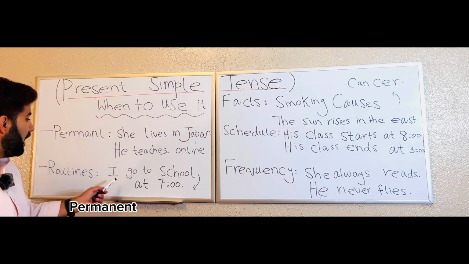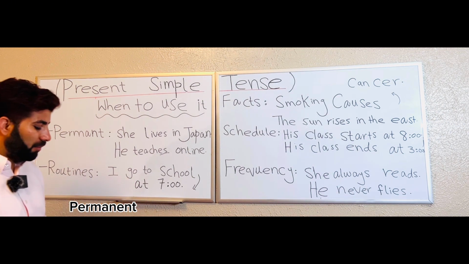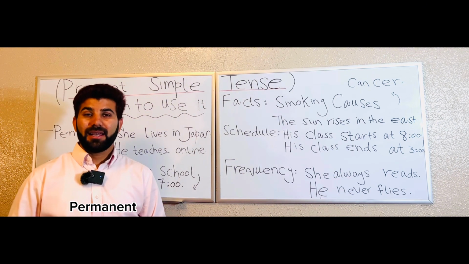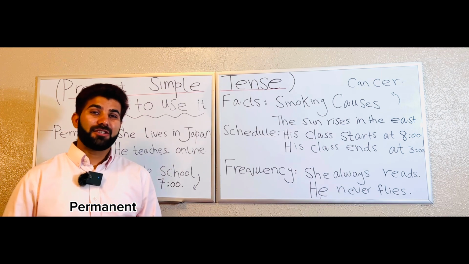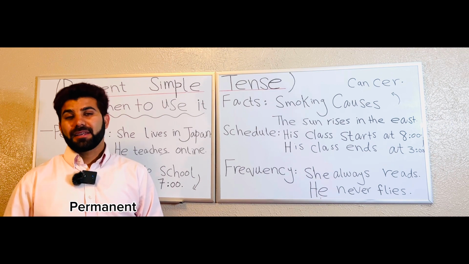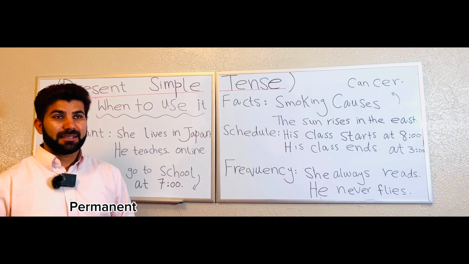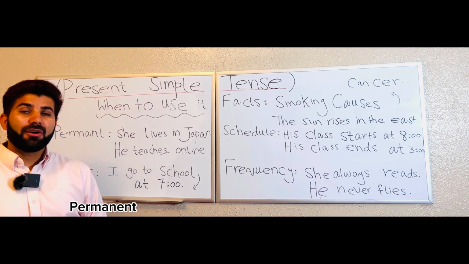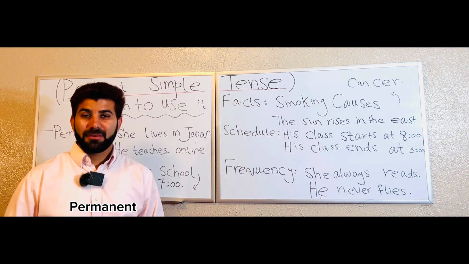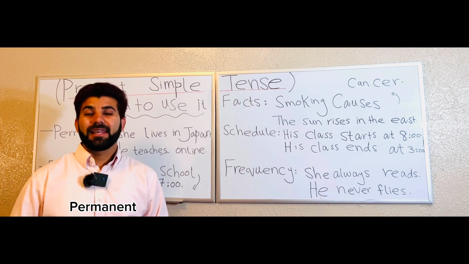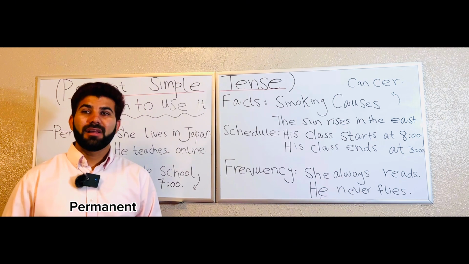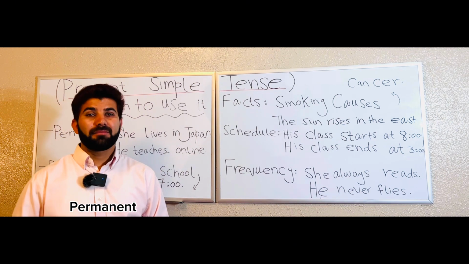For example, I go to school at 7 p.m. If I am a student and I go to school on one schedule every day, and that is my routine, there I can use simple present tense. And also, if somebody sleeps at an exact time, and that is also a routine, there we can also use present simple tense. For example, I go to sleep at 10 p.m.